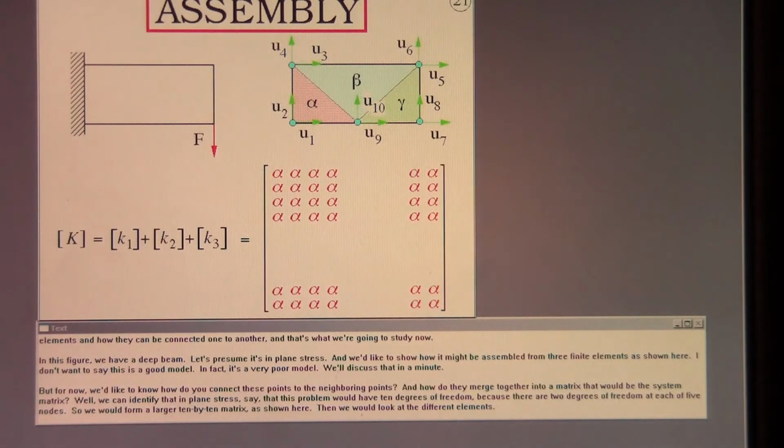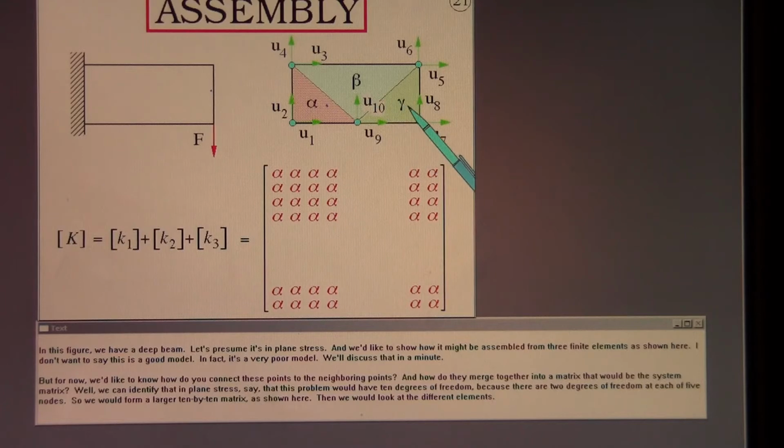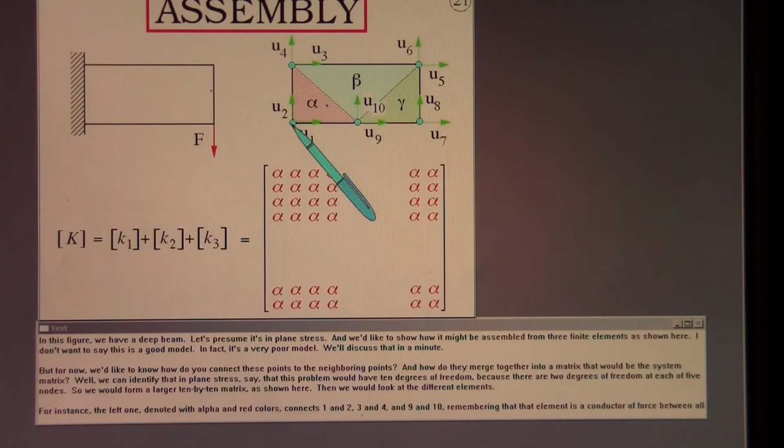In this figure we have a deep beam. Let's presume it's in plane stress, and we'd like to show how it might be assembled from 3 finite elements as shown here. I don't want to say this is a good model. In fact, it's a very poor model. We'll discuss that in a minute. But for now, we'd like to know, how do you connect these points to the neighboring points? And how do they merge together into a matrix that would be the system matrix?